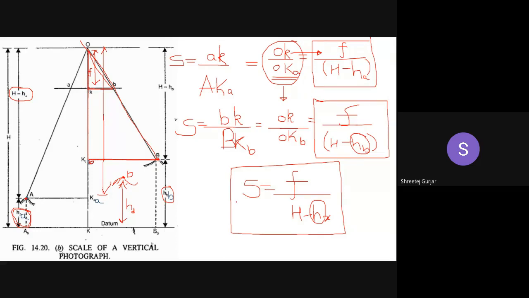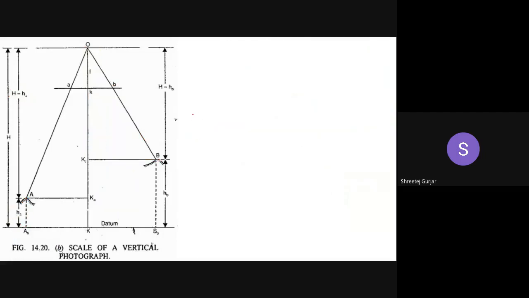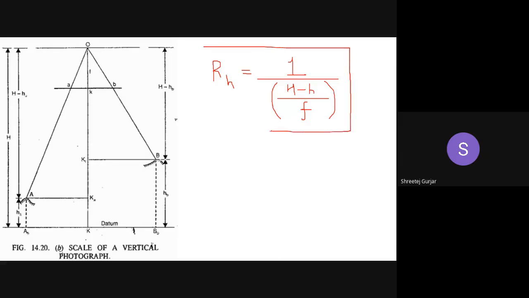One more thing, a term that we have to learn here is called the representative fraction, which we term as RF. Okay, so it will be 1 by, the reverse: F will come down and H minus H will come here. So this is termed the representative fraction. You have to remember this particular term also, representative fraction.